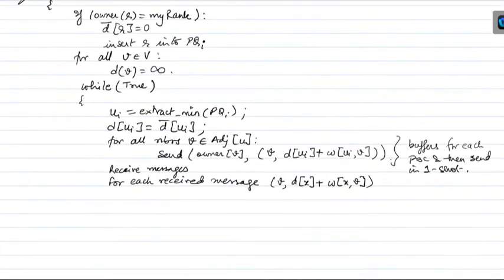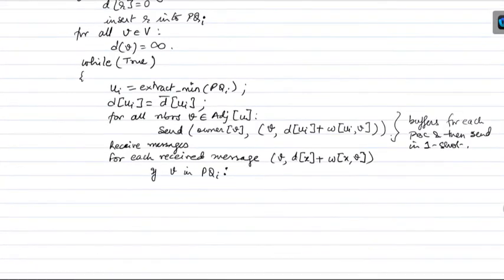The first thing you do is you check if v is in the priority queue. If v is in the priority queue, then you check if this new distance that you've received, dx plus wxv, is better than the current distance in the priority queue. If it is, then what do you do?